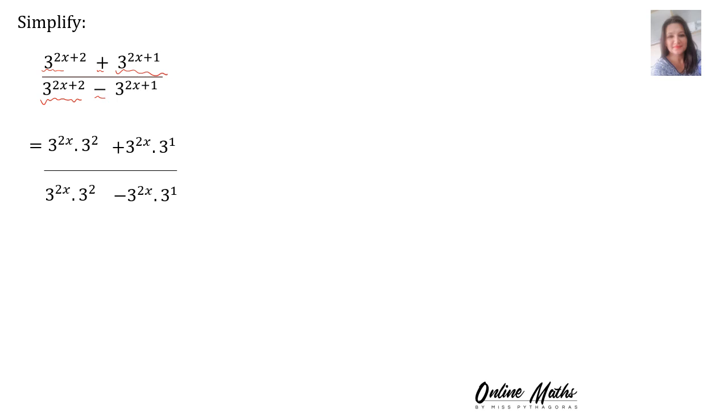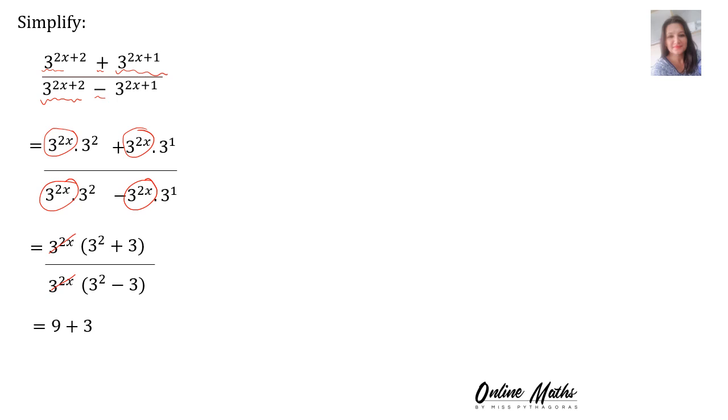Now on the numerator, we pull out 3 to the 2x as a common factor, and we're left with bracket 3 squared plus 3. And on the denominator, we pull out the 3 to the 2x as a common factor, and we're left with bracket 3 squared minus 3. And now we can say 3 to the 2x cancels with 3 to the 2x, and we're left on the numerator with 3 squared, which is 9, plus 3, over at the bottom 3 squared, 9, minus 3. Therefore, it's 12 over 6, which simplifies to 2.